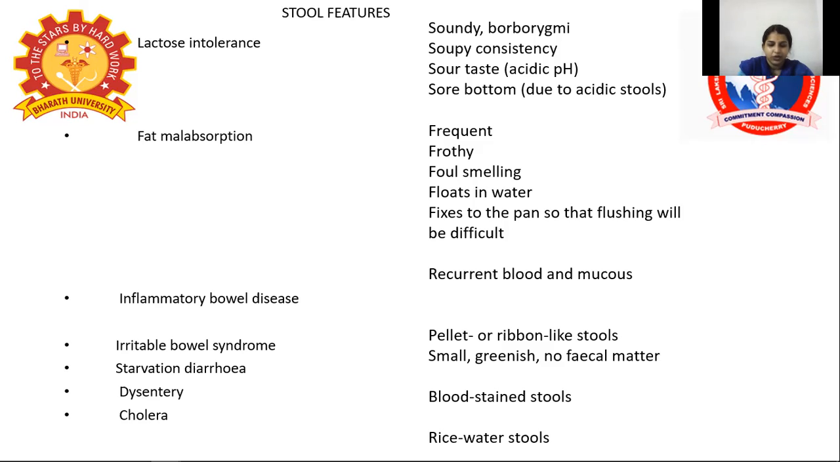Dysentery, Shigella dysentery or ETEC: for that, cephalosporin or fluoroquinolone type of antibiotics can be given for 5 to 7 days. Cholera, rice water stools, doxycycline.